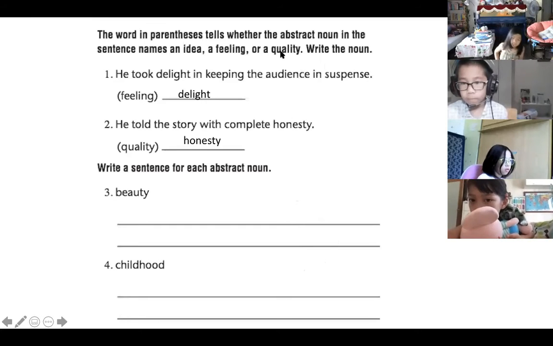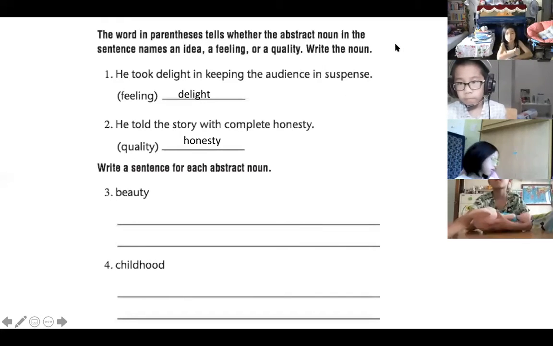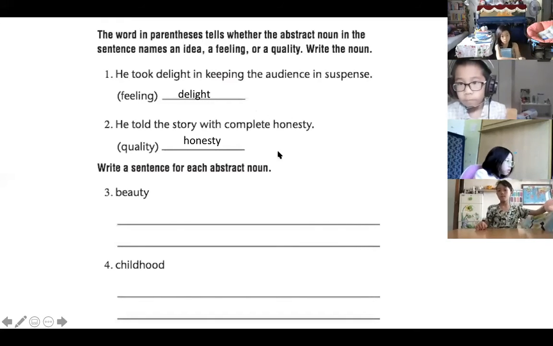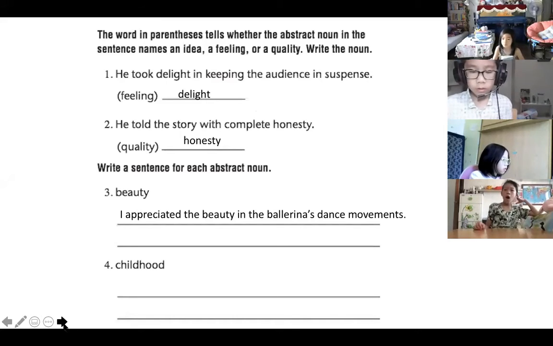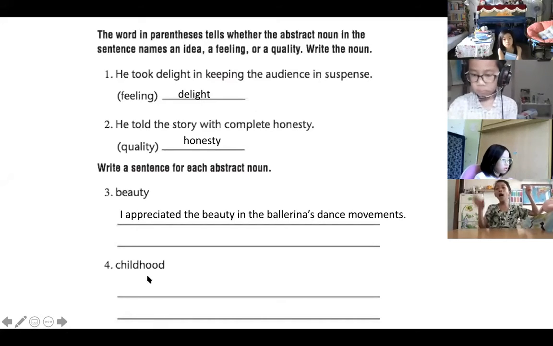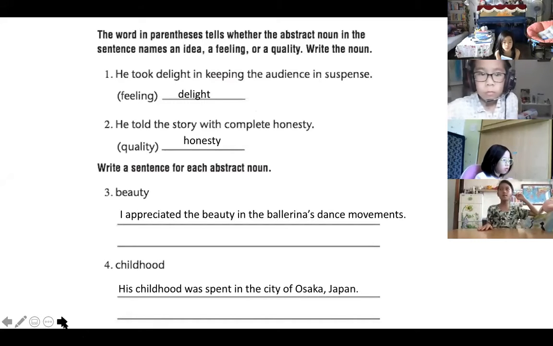Then you had to write a sentence for each of these abstract nouns, and many of your sentences were wonderful. Have a look at my example sentences. I appreciated the beauty in the ballerina's dance movements. And next, his childhood was spent in the city of Osaka, Japan.